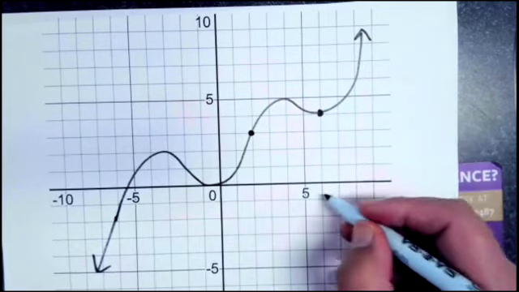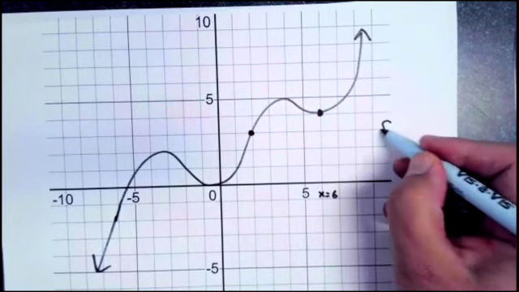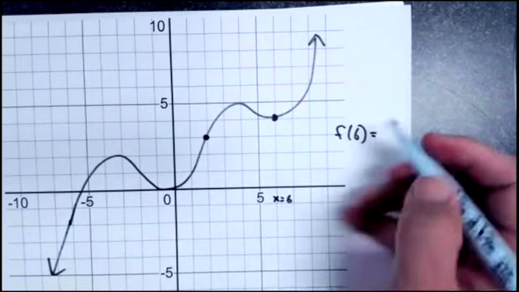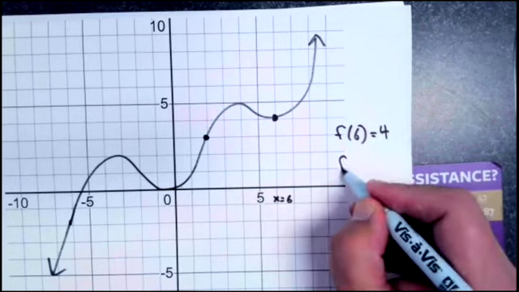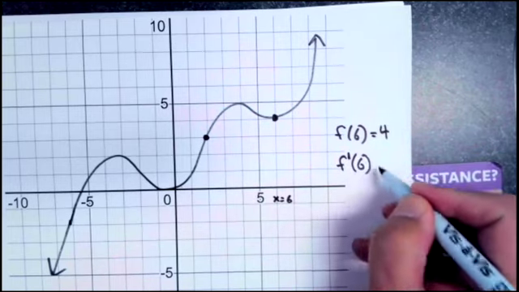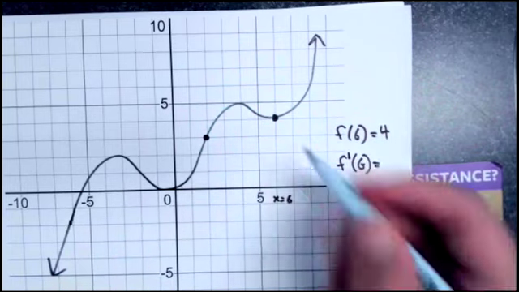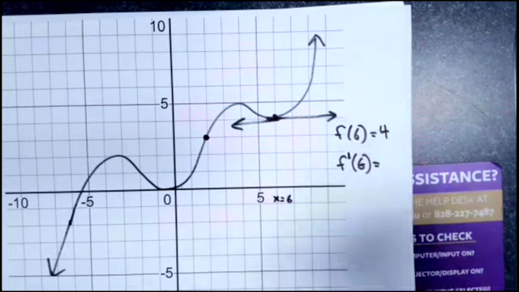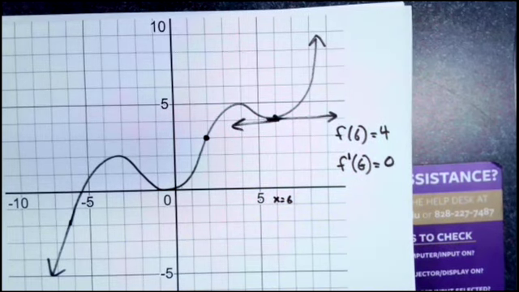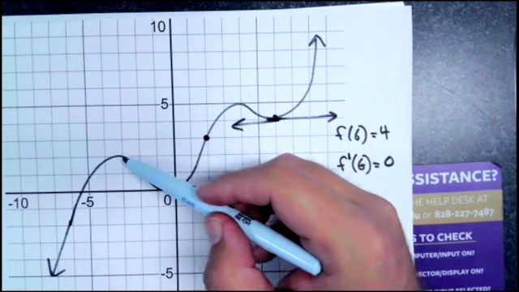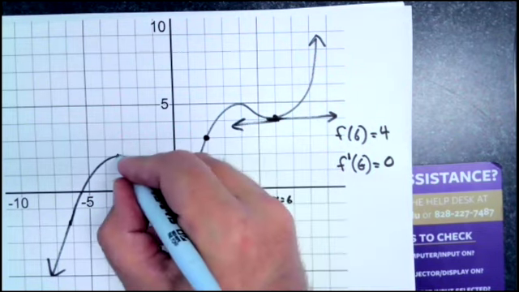Let's look here, x equals 6. What's f of 6? So over 6, my curve is at (6, 4). What's f prime of 6? What's the slope of the curve at this point? 0. Why? If you draw the tangent line, it's flat. Do you see any other points where f prime would be 0? Yes. All right, very good.